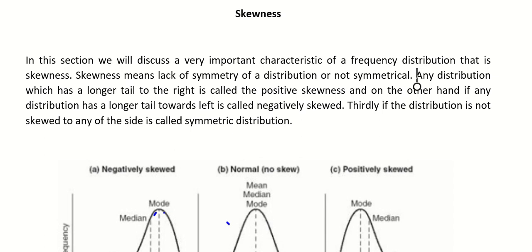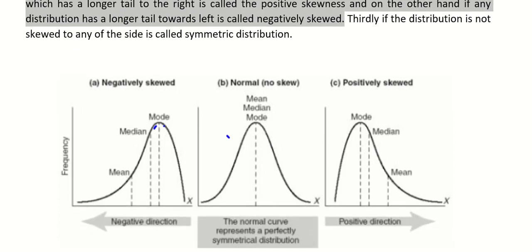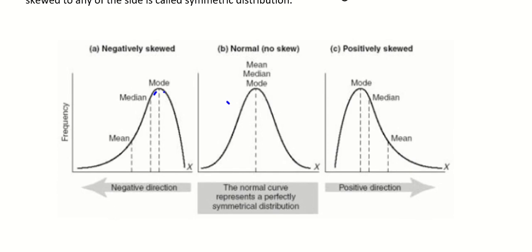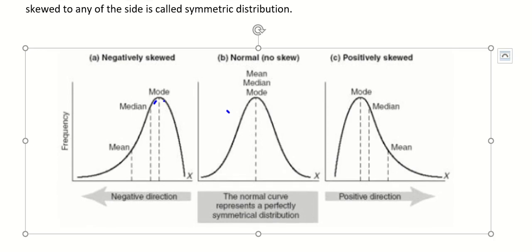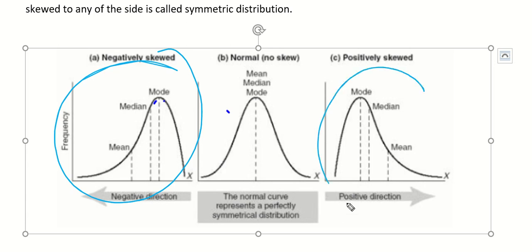So any distribution which has a longer tail to the right is called positively skewed, and any distribution that has a longer tail towards the left is called negatively skewed. So here, as you can see in the figures, these are the diagrams. In this first one, if you notice this graph, this is skewed to the left, right? So if it is skewed to the left, it is called negatively skewed. And if it is skewed to the right side, it is called positively skewed.